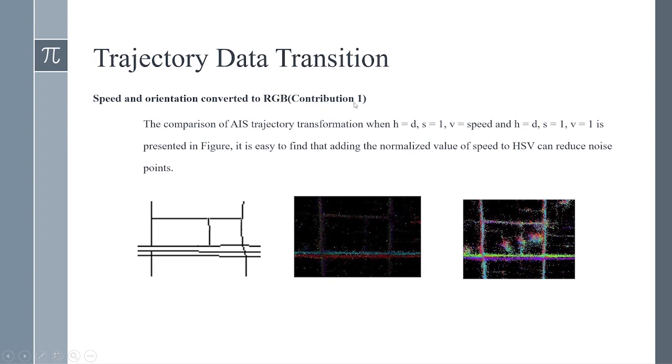This is the contribution 1. The comparison of AIS trajectory transformation. When H equal D, S equal 1, V equal speed and H equal D, S equal D 1, and V equal 1 is presented in figure. It is easy to find that the normalized value of speed of HSV can reduce those points.